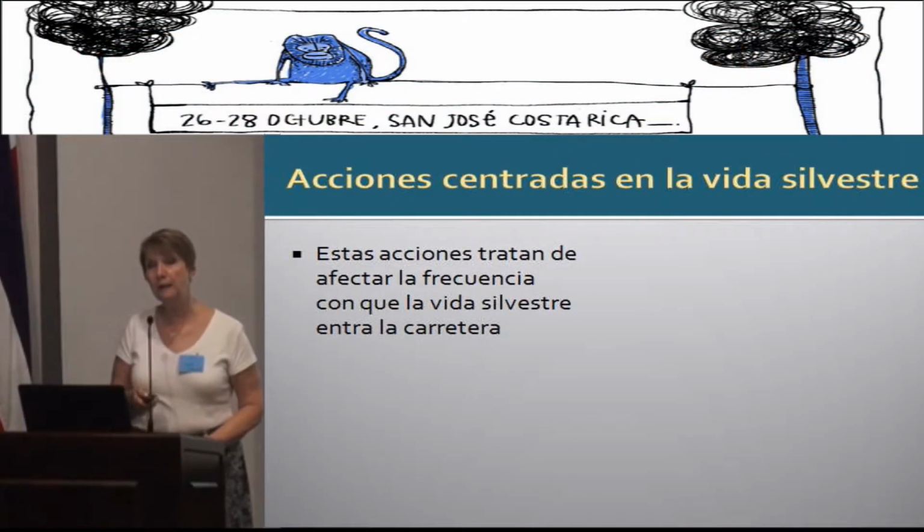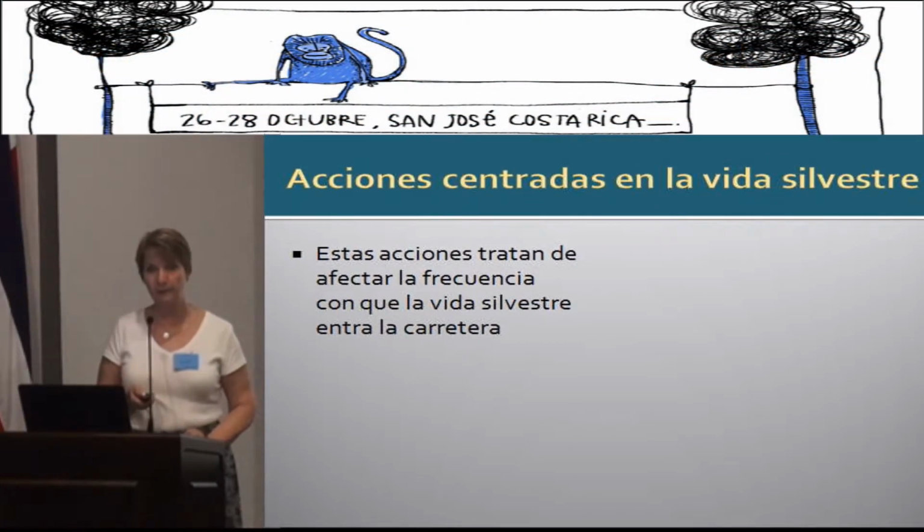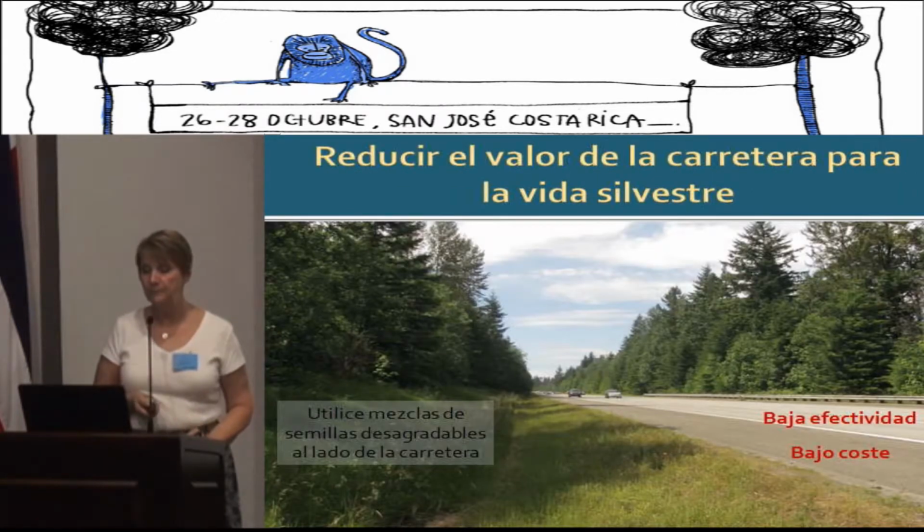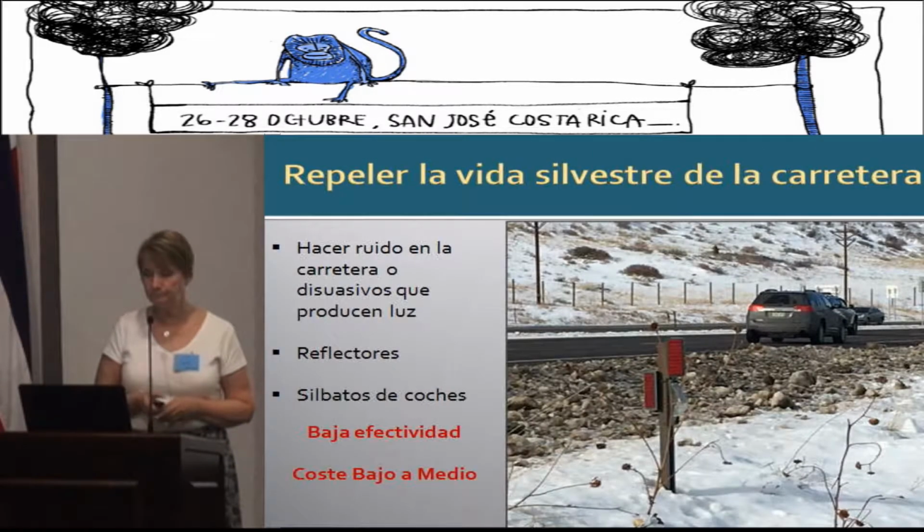Okay, so then there's actions that are centered around wildlife and intend to change the way that wildlife work with the highway and also vehicles. So this is back to this kind of clearing thing where if you are reducing the attraction of the roadsides, then wildlife will be less likely to go there. Again, that increases the barrier effect.